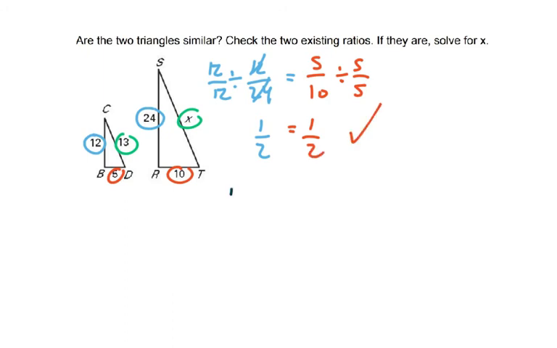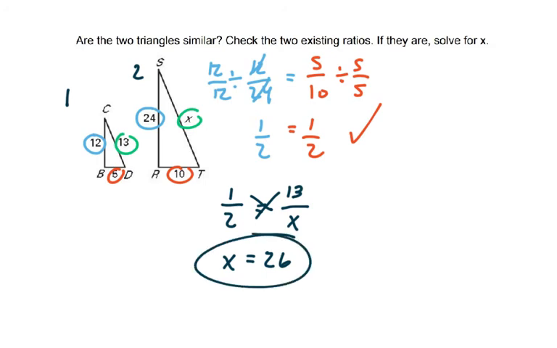And we happen to know that we can set that equal to the ratio now. 1 was the smaller triangle, 2 was the larger triangle. So 13 is from the smaller triangle, x is from the larger triangle. We're going to cross multiply and solve. 2 times 13 is 26. 1 times x is x. There's nothing else to solve. That's a fairly easy problem, but just to get the point home.